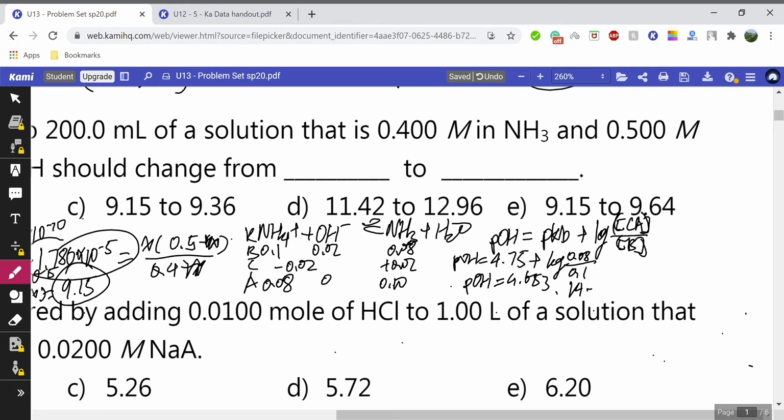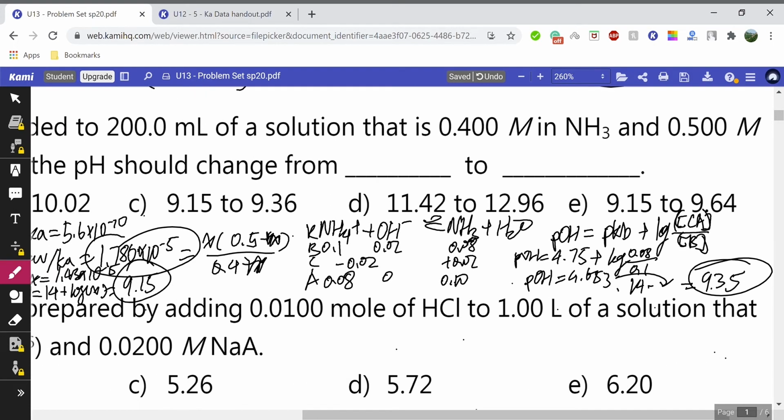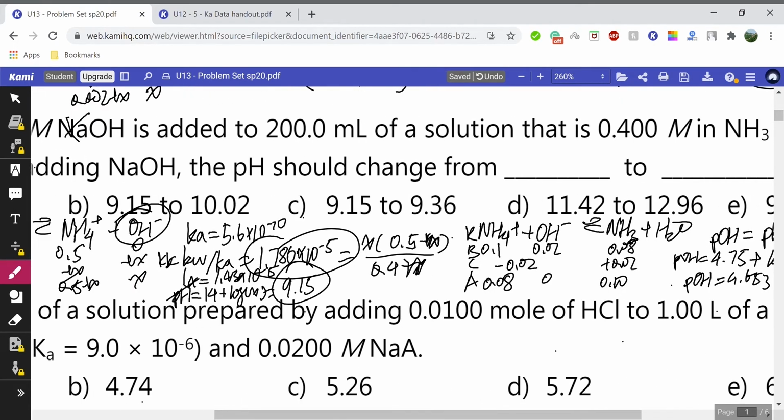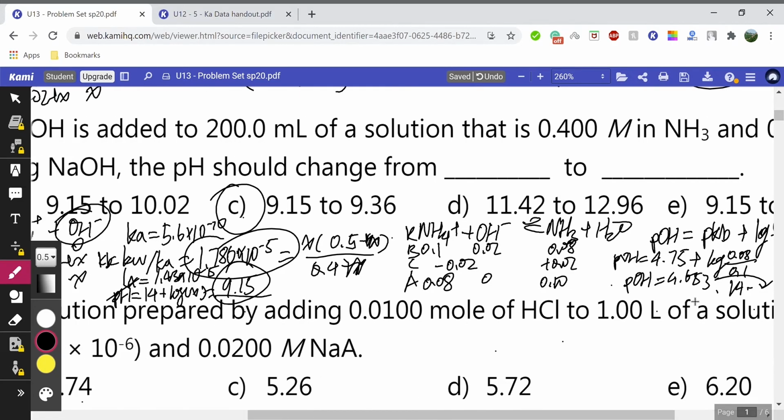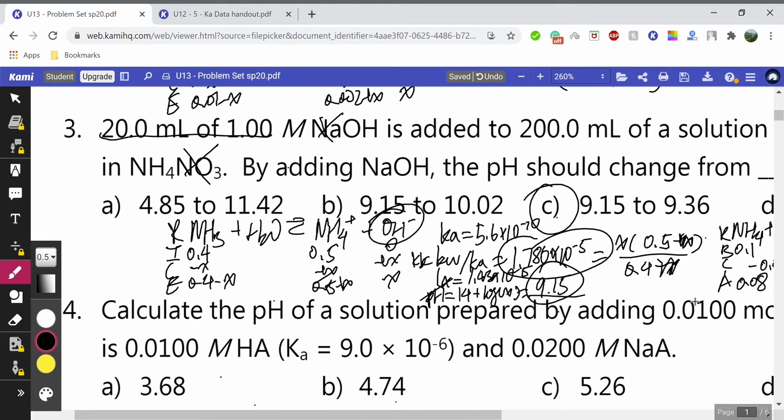Now to find pH, we just subtract that from 14. So 14 minus that number will give us 9.35, and our pH will be 9.35. That will be closest to answer C, where we went from 9.15 to 9.35 after adding our 20 milliliters of 1.0 molar NaOH.